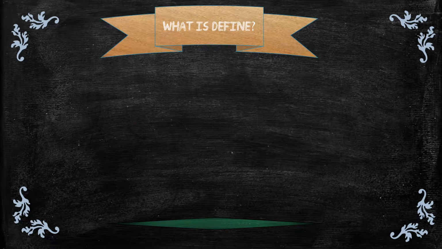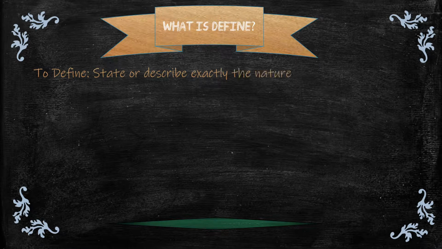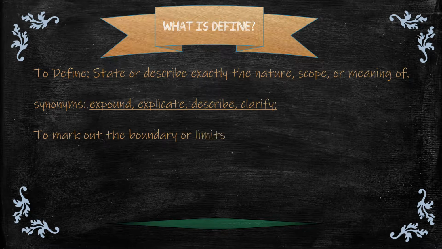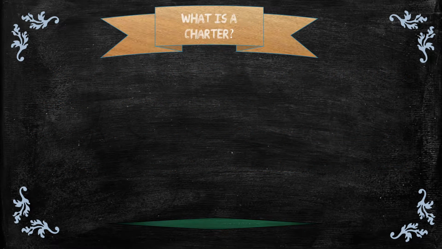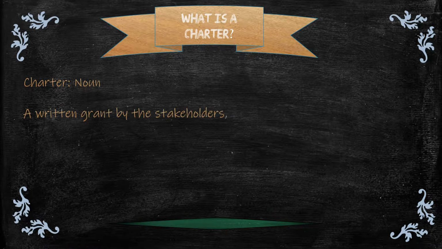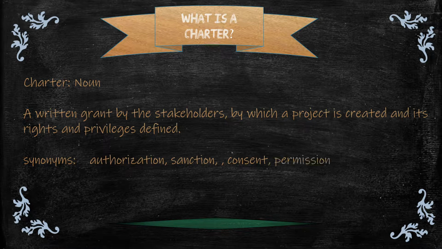What does it mean to define? To define is to state or describe exactly the nature, scope, or meaning of. To mark out the boundary or limits of clearly defined boundaries. What is a charter? A written grant by the stakeholders, by which a project is created and its rights and privileges defined.